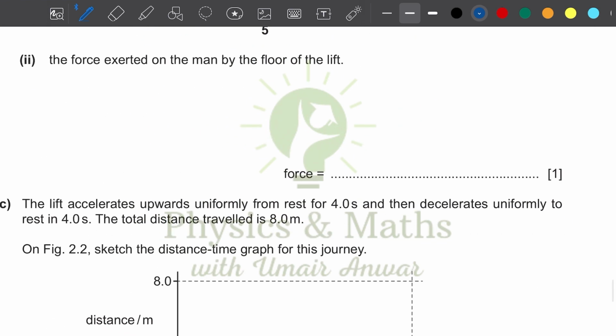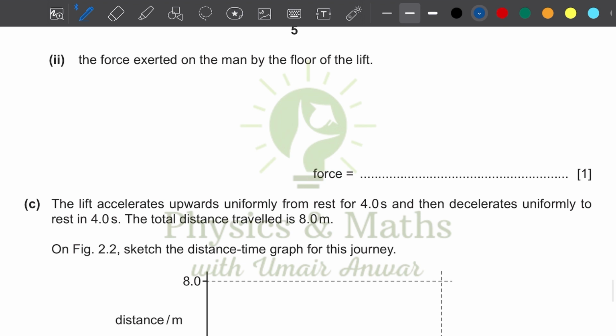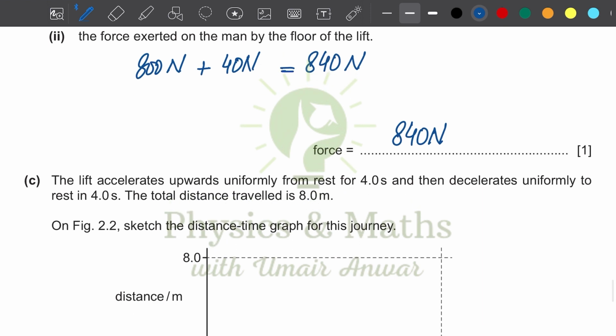The next part says the force exerted on the man by the floor of the lift. So the floor of the lift would be exerting two forces, one equal to the weight of the man to lift him, and the other force would be the 40 newton force to create that acceleration of 0.50 meter per second square. So the total force exerted would be the sum of these two forces.